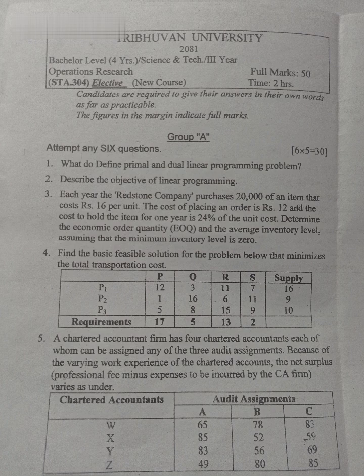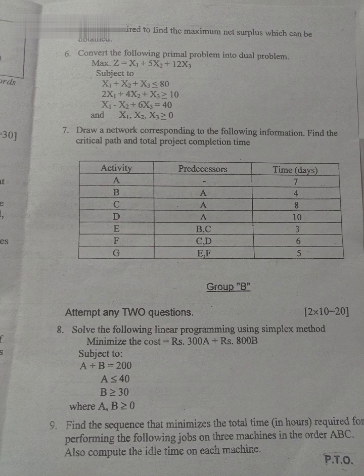Question number 5. A chartered accountant firm has 4 chartered accountants, each of whom can be assigned to any of the 3 audit assignments. Because of the varying work experience of the chartered accountants, the net surplus (professional fee minus expenses) to be incurred by the CA firm varies as under. Read carefully the given information and find. You are required to find the maximum net surplus which can be obtained.